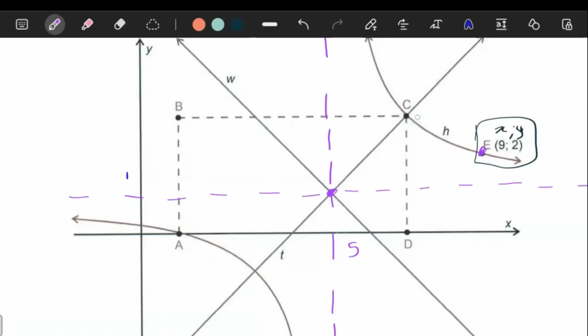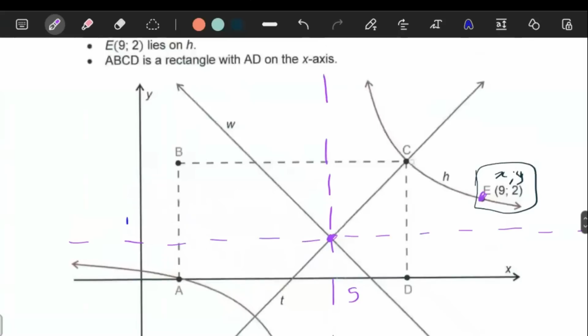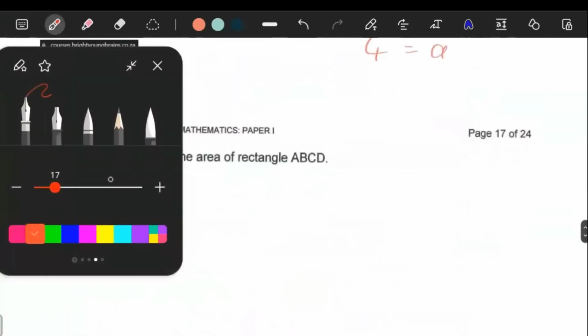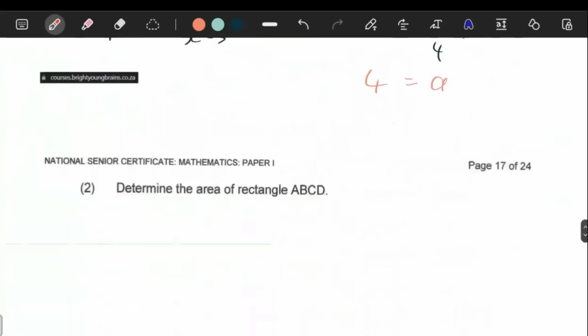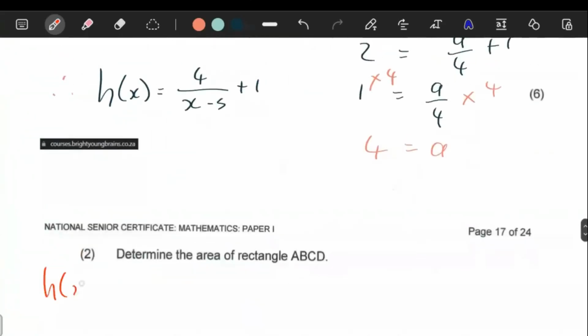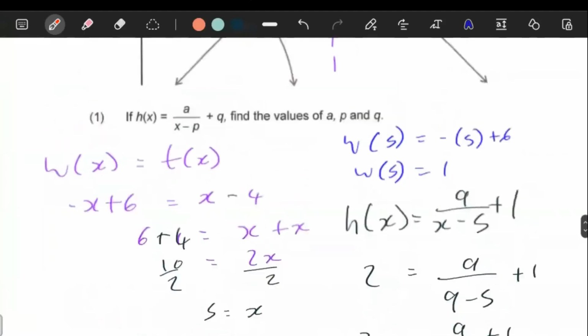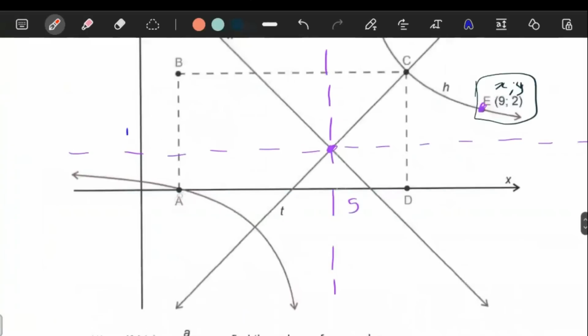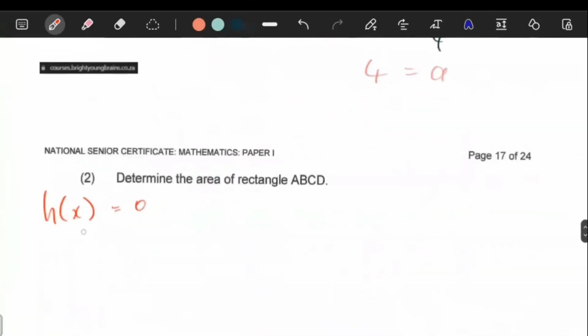Because getting C is simple. It's just a point where one of your axes of symmetry meets your hyperbola. And this is just the x-intercept of the hyperbola. So this question is actually not difficult. It's just a lot of marks given at the same time, which is what IEB is all about anyway. So we're going to equate the equation of H to 0 to get coordinate A, because we need it. So let's do that first.